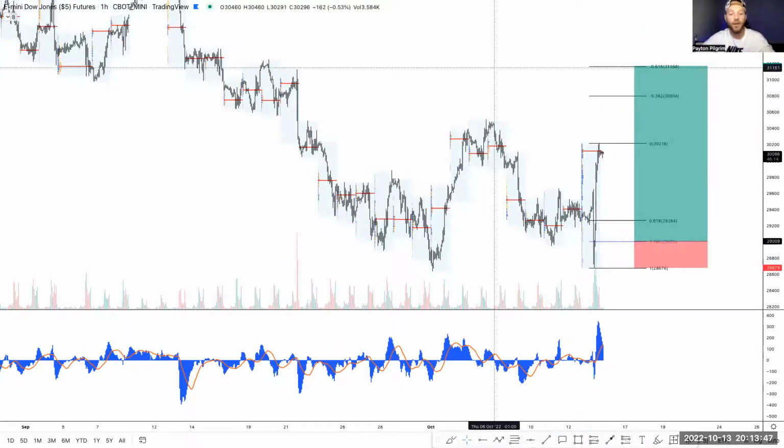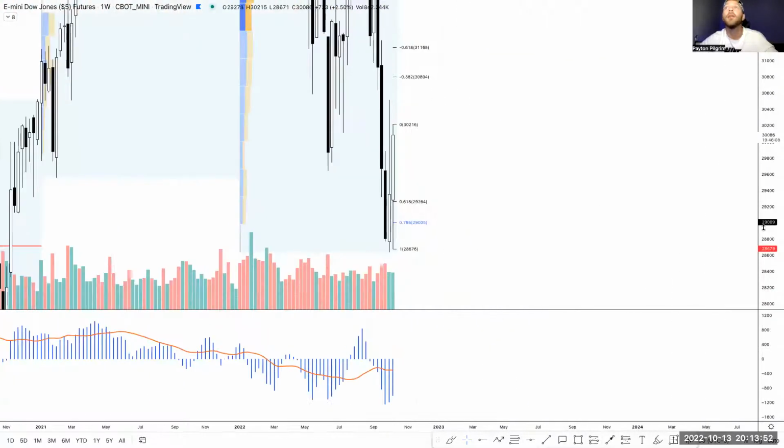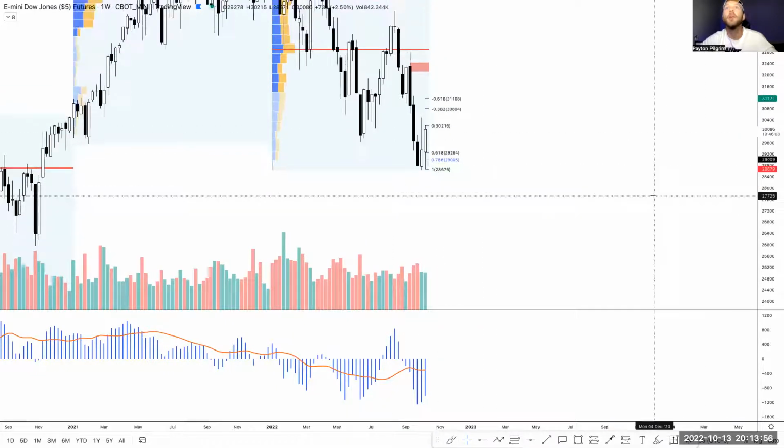Let's look at these weekly candles real quick, because they're going to close so interesting. Yeah, they're going to close so interesting. Reversal pattern on a weekly. Are you kidding me? Yeah.